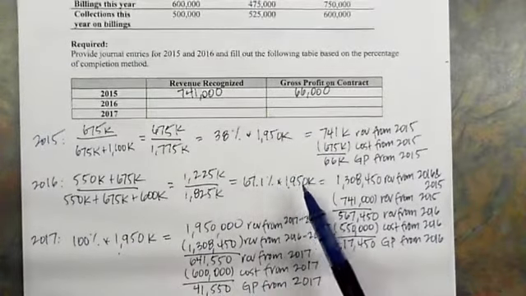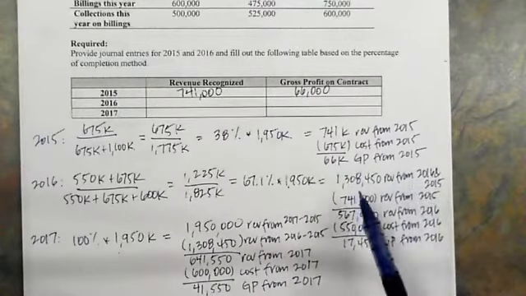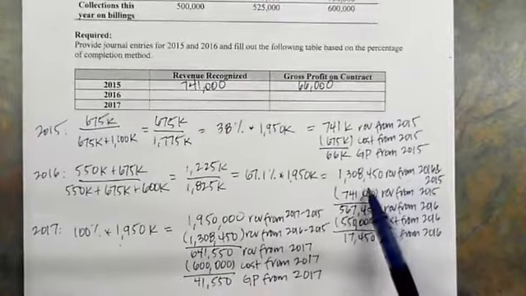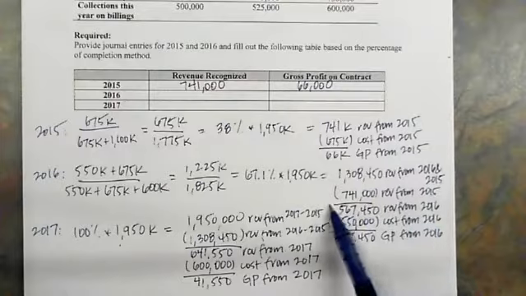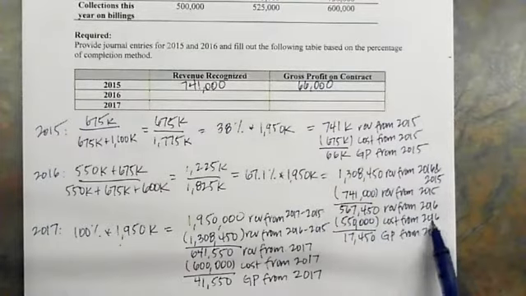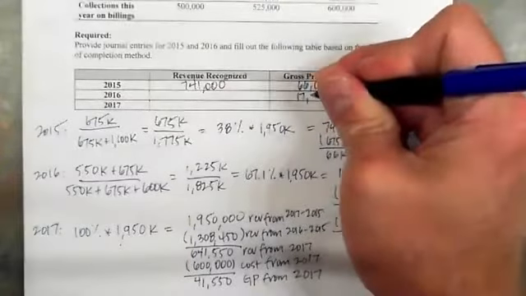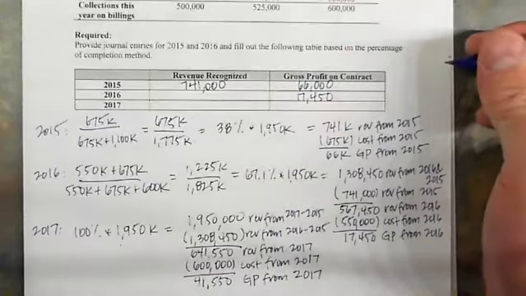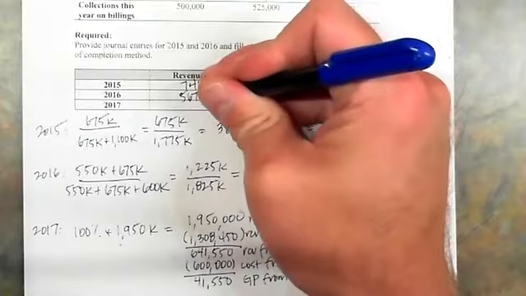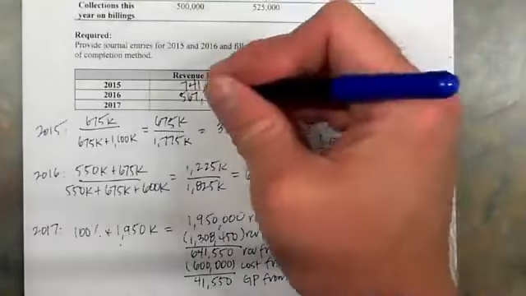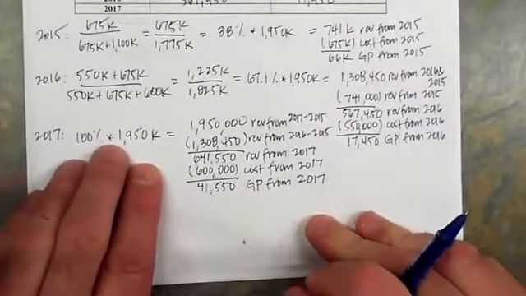And I would multiply that by 1,950,000 to figure out what's the revenue I could recognize from both 2016 and 2015. Subtract it off from the revenue I recognized in 2015 to get just what I could recognize in 2016. The costs from 2016 gives me the gross profit from 2016. So $17,450 of gross profit and $567,450 of revenue.